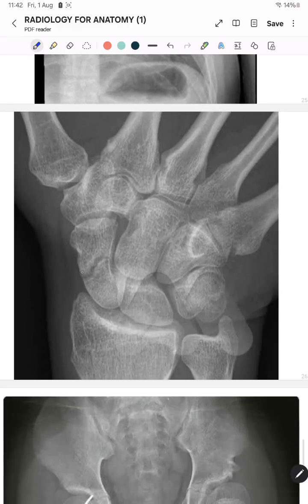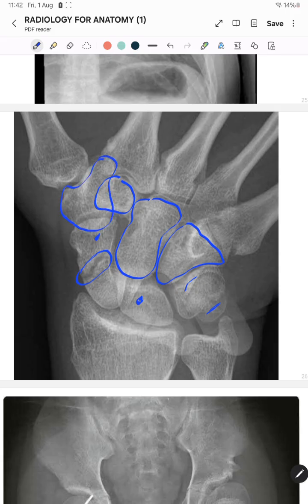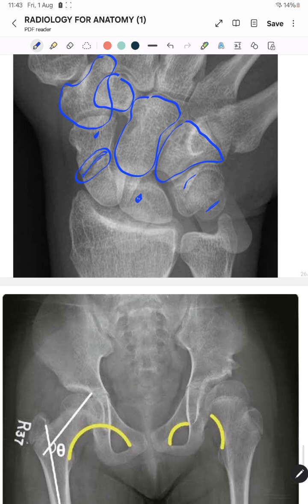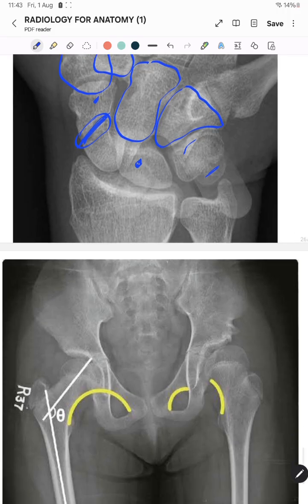Here we can see the fracture in the scaphoid. This is scaphoid, this is lunate, pisiform, triquetrum, hamate, capitate, trapezoid and trapezium. Okay, here there is a fracture in the scaphoid.